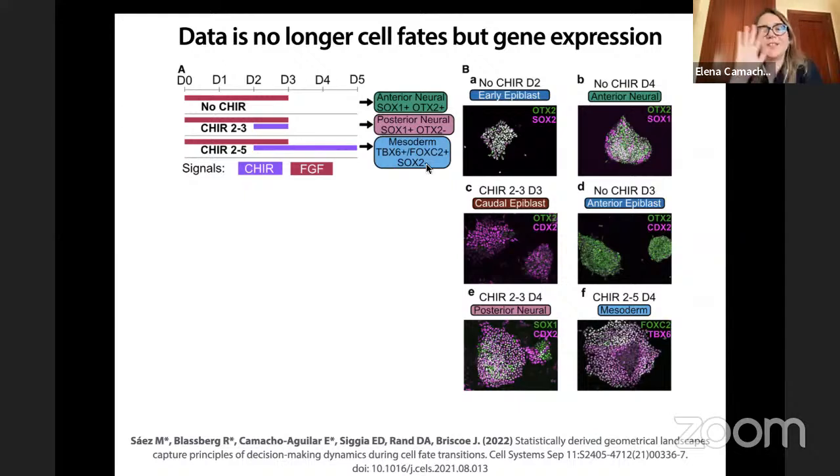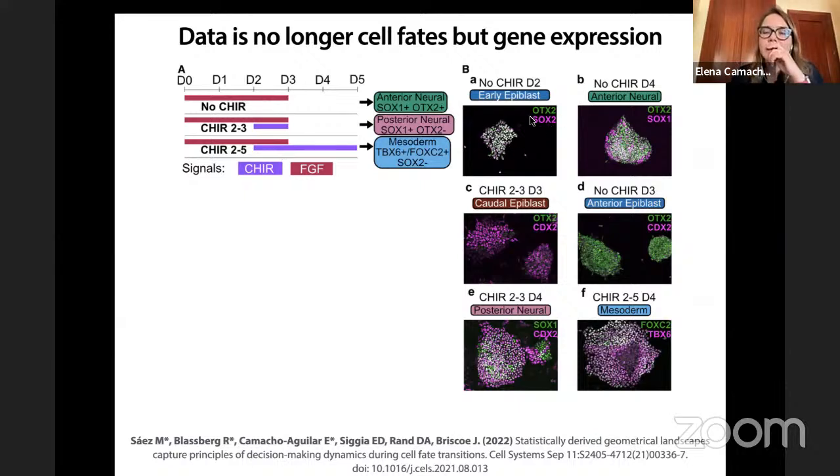Here, there are a lot of markers. You don't need to remember all of them, so don't worry about it, but just to introduce them. So if you add Chiron to the experimental protocol, that will induce posteriorizing fates. So you would get either neural or mesoderm. And we saw that it might depend on the time that Wnt signaling is in the media.